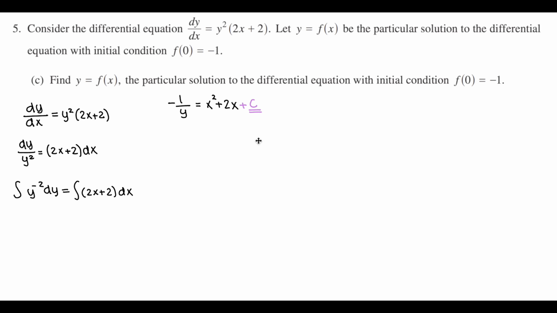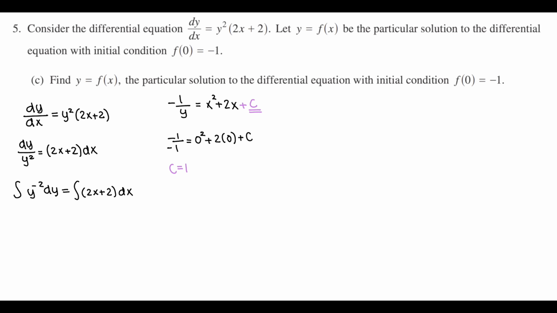Once you have this, we want to go ahead and plug in the given initial condition of f of 0 equals negative 1. So plug in 0 for x and negative 1 for y. And once you do that, you should end up with this. Negative 1 over negative 1, which is just 1, equals 0 squared, which is just 0, plus 2 times 0, which is 0, plus c. And once solved for c, we're going to get that c is equal to 1.